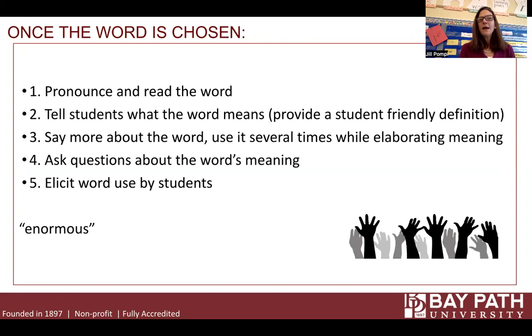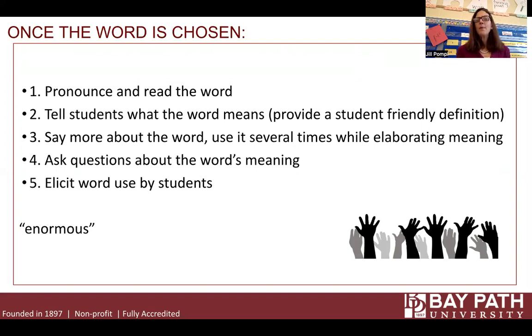Well, once I ask myself questions and choose a word, I am going to make sure that I go through steps such as the ones that you see on the screen. I am going to want to pronounce and read the word for my students. So I'm going to say to my students, the new word that we're focusing on is enormous. Enormous. Everybody say that with me, a syllable at a time. Enormous. I'm going to tell my students what the word enormous means. It means something that's very large or very big.